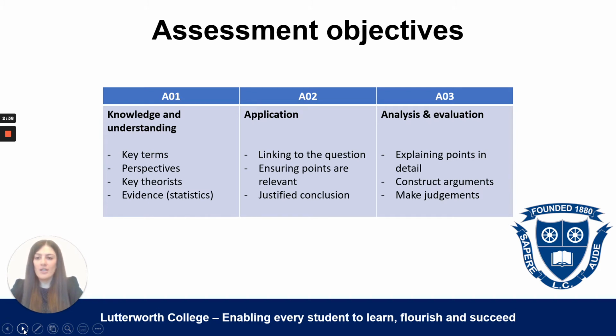AO2 is application. This is where you link all of the previous to an actual question, making sure it's relevant, and then reaching a justified conclusion. AO3, your most difficult skill, is analysis and evaluation. If you are analytical within your writing, it means you've explained your points in detail and are able to construct arguments. If you're evaluating in your essays, you are making judgments and potentially being critical. So as you can see, they gradually get more difficult, but these are the skills that we assess in GCSE sociology.